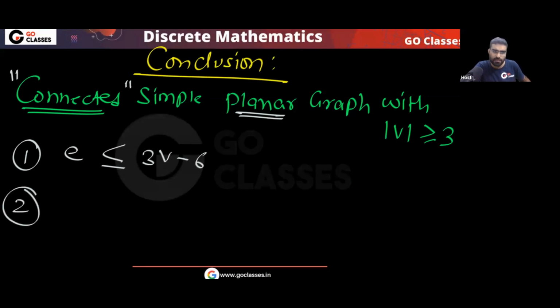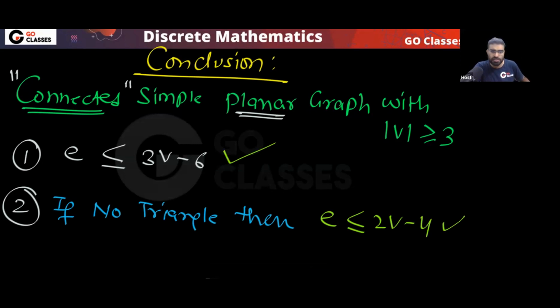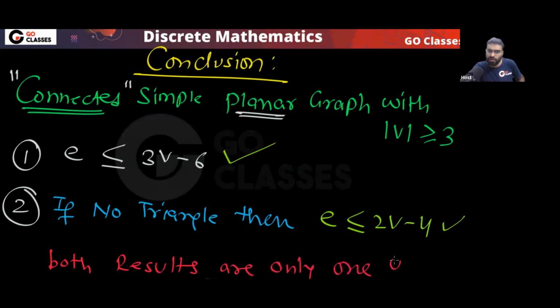What is the second result? If no triangle, then what will happen? Then E will be less than or equal to 2v minus 4. Okay, so these are the two results that we got. And these results are one way only. Remember, both results are only one way.